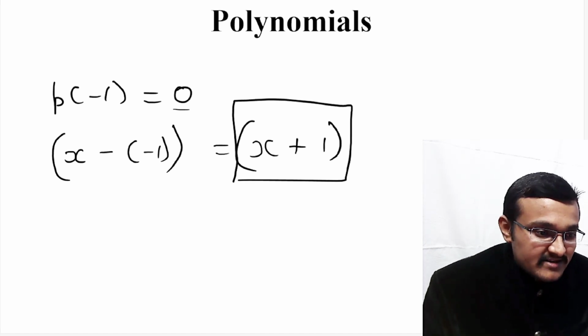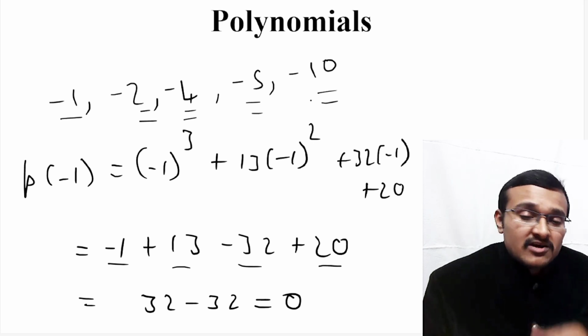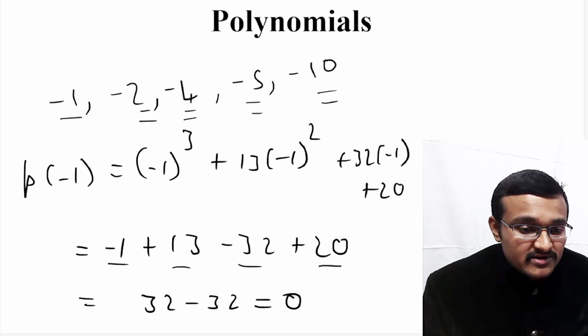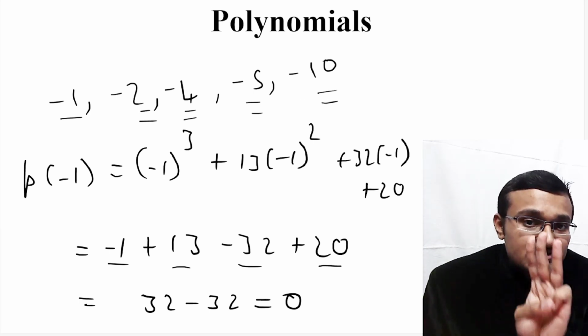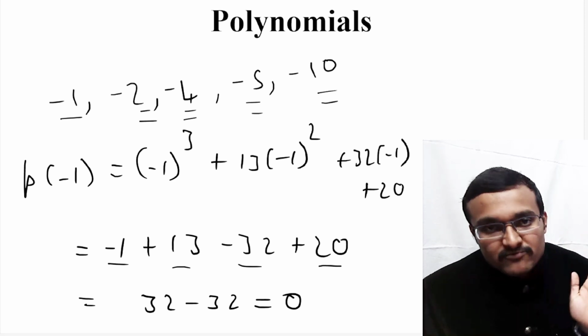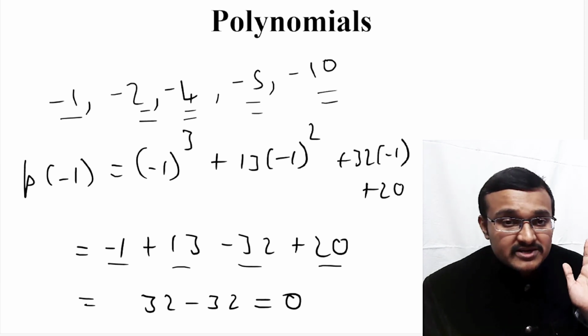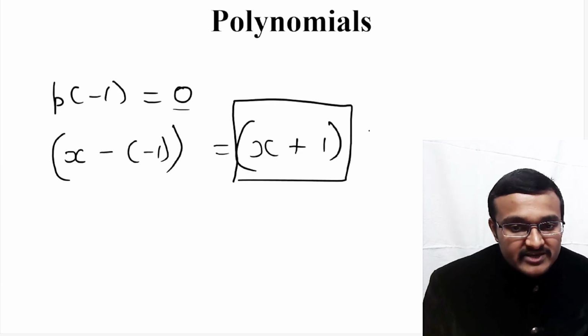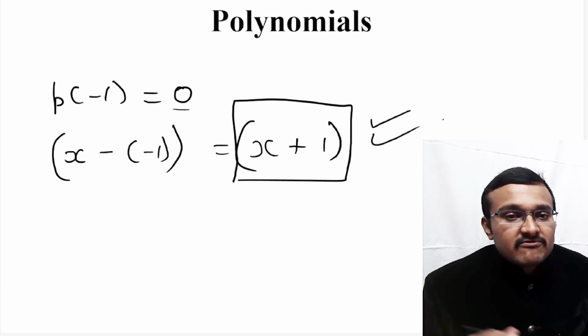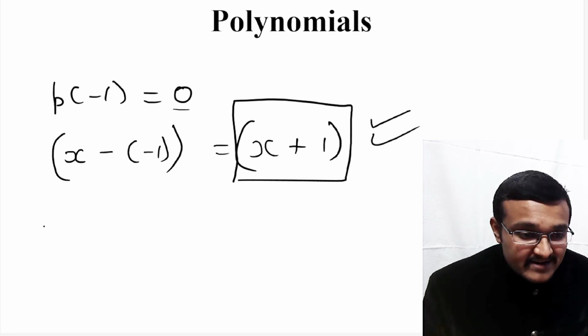Now we have other terms also. Here we have minus 2, minus 4, minus 5, minus 10. We'll try to find out for these as well, because you always have to remember that 3 factors will be there for a cubic polynomial. That means 3 roots will be there for this cubic polynomial. So we have found one factor of this polynomial. Now we'll try to find the other factors also.